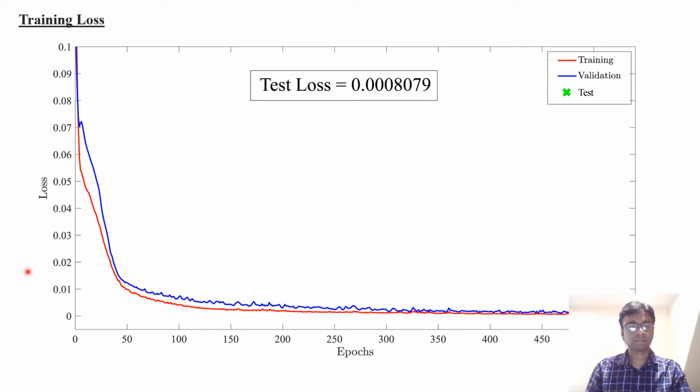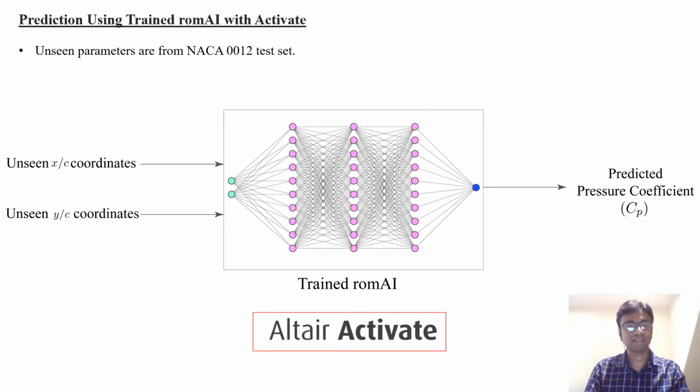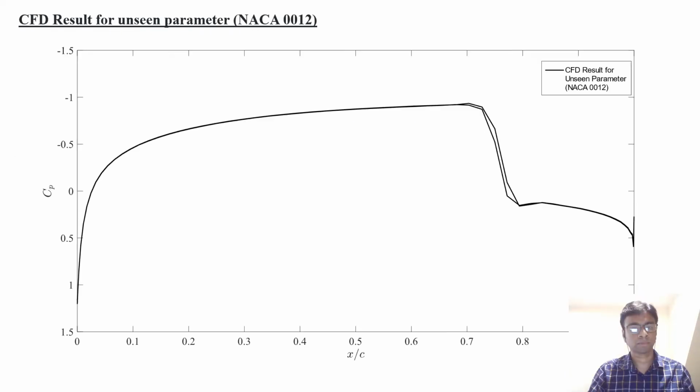And so after the training, I get the training loss, and it was being plotted in here. And you can see the test loss being very low, and it is safe to say that the neural network is ready to make prediction. And to predict an unseen parameter of NACA 0012 test case, X/C coordinates and Y/C coordinates are inputted inside a trained ROM, and the output of the pressure coefficient corresponding to the input is obtained.